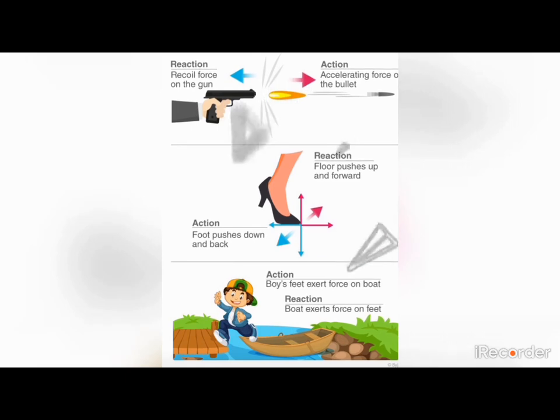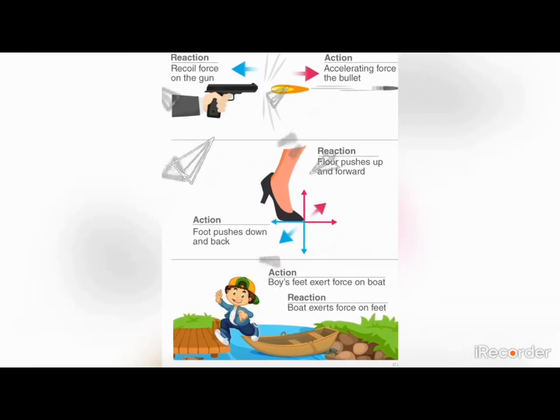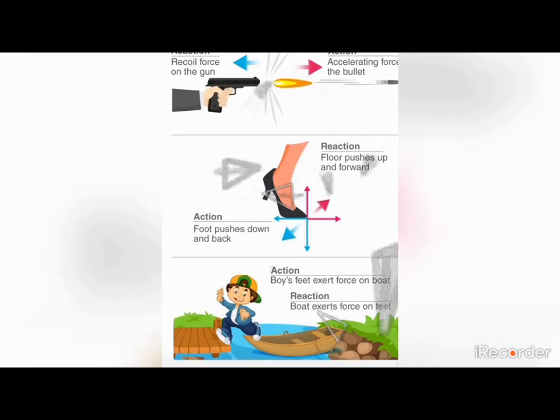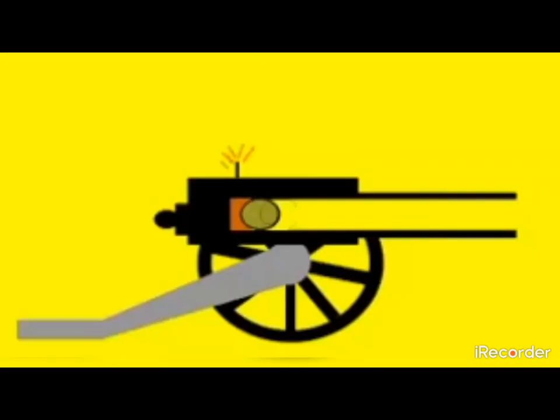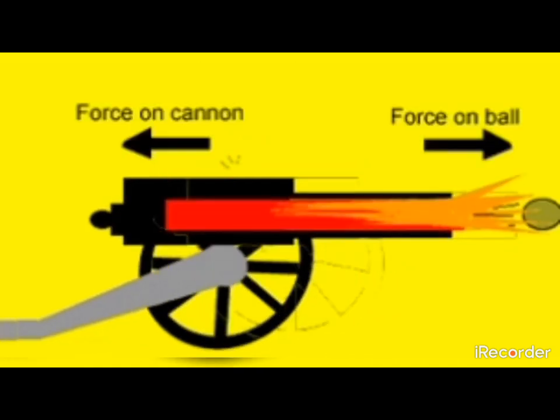In the third example, a boy exerts a force on a boat and the boat exerts a force on the feet of the boy, that is action and reaction. You will see this example, the action of a ball and the reaction of the cannon.